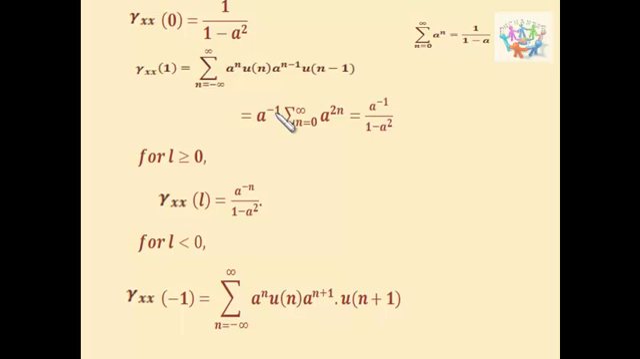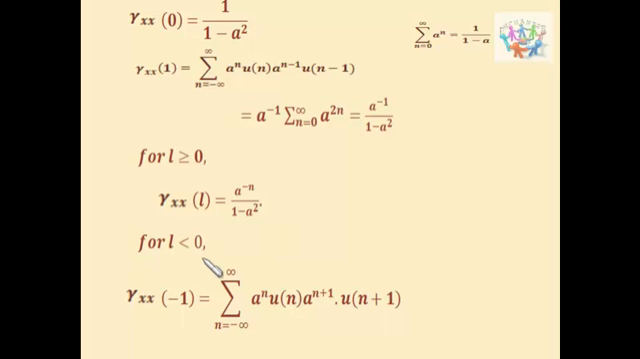Now we can write the general form for this as, for L greater than or equal to 0, gamma_xx(L) = a^(minus L) by 1 minus a squared. So when L = 1 we will have a^(minus 1) by 1 minus a squared, and for L = 2 we will have a^(minus 2) by 1 minus a squared.